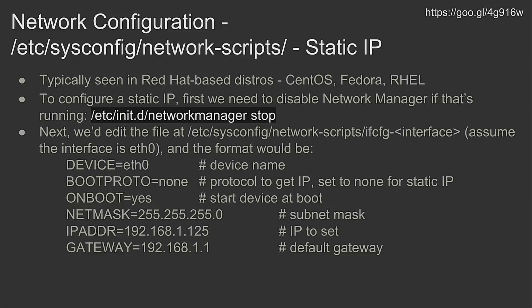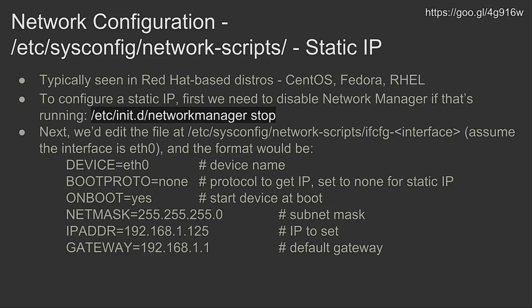So again, for static IP, you want to disable Network Manager. And the format's a little different, but it's a little more verbose too, in my opinion. You specify your device name, in this case eth0, your protocol, so it's the protocol it's going to use when the machine boots. You have to set none for static. For DHCP, you would set dhcp. You set it to run on boot. Then you give it the network mask, the IP address of the machine, and your default gateway.